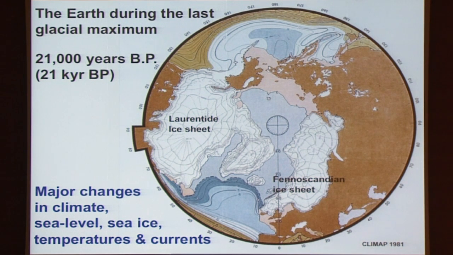This is old when we compare that to human life, but this is yesterday in terms of geology. This is the last glacial maximum. This is a picture of the northern hemisphere as it was, with large ice sheets on the continent, for example on Canada and in Scandinavia, and there were major changes of climate at that time, 20,000 years before present, especially sea level was down by more than 100 meters. There was much more sea ice.